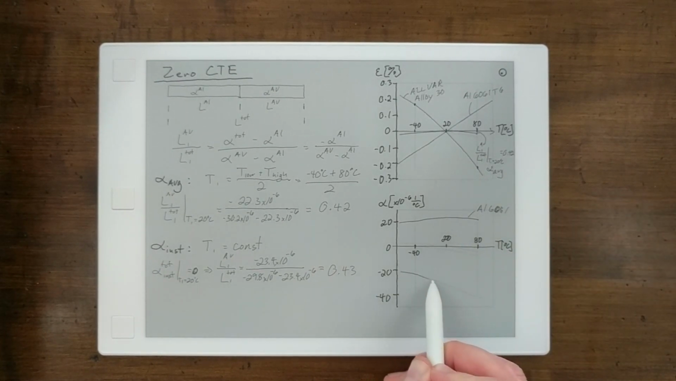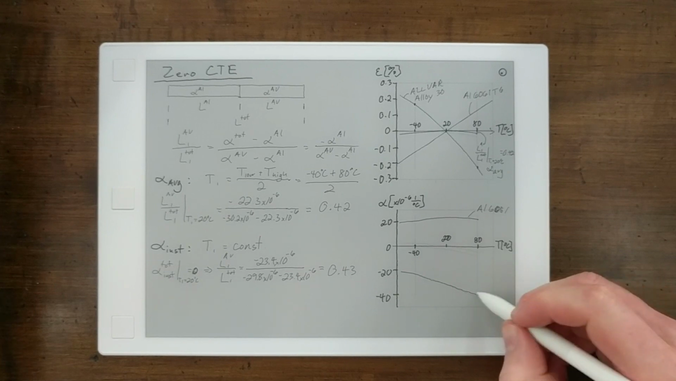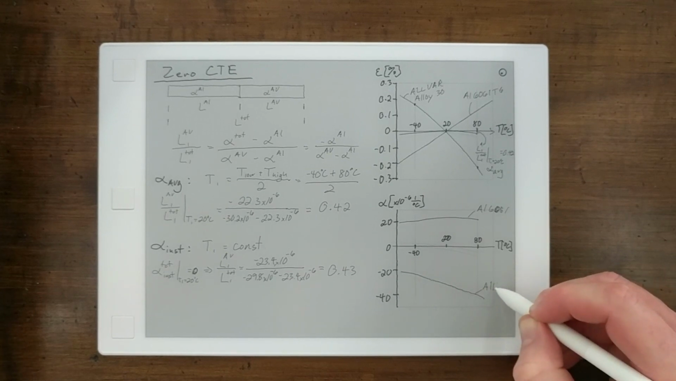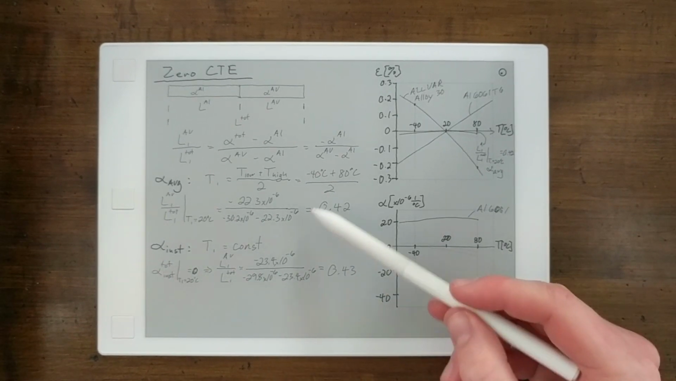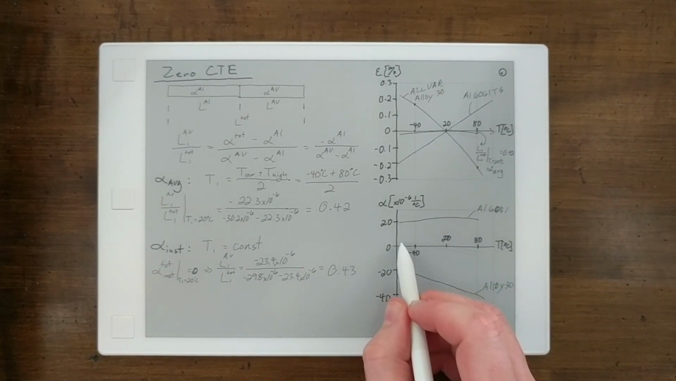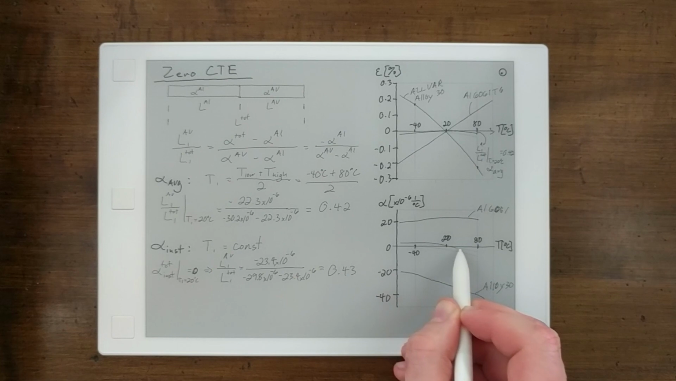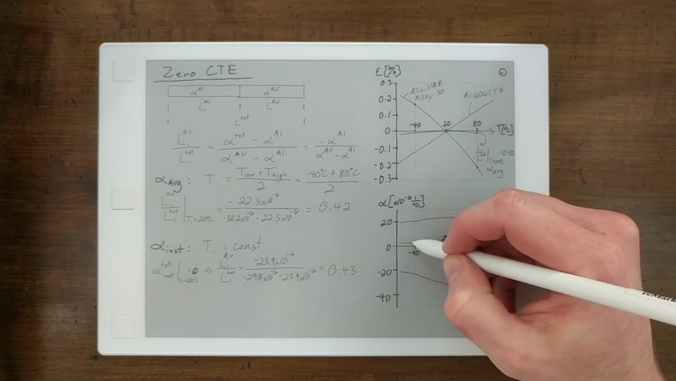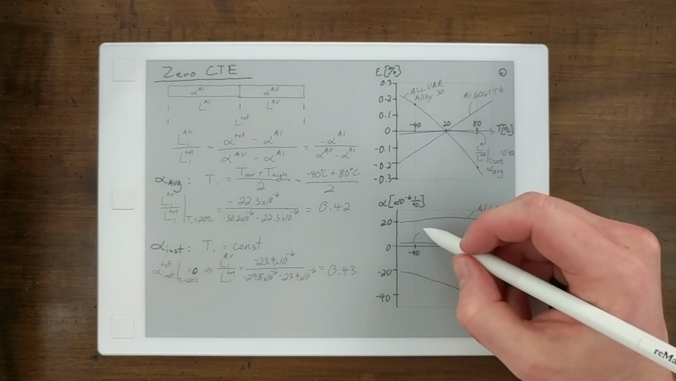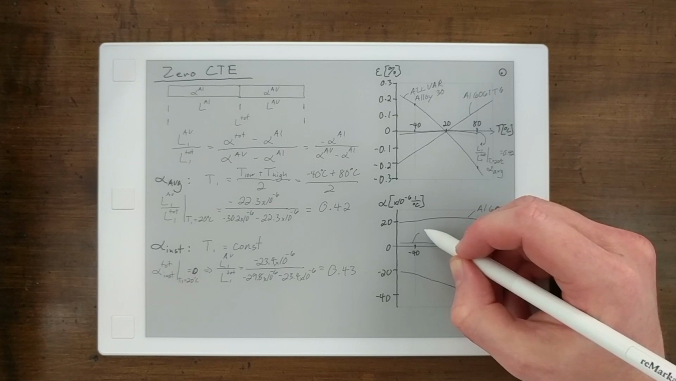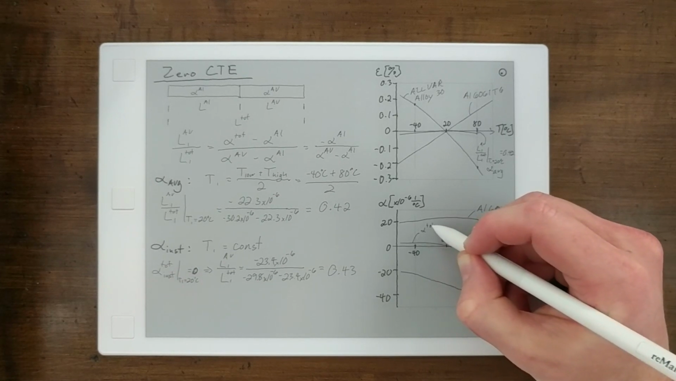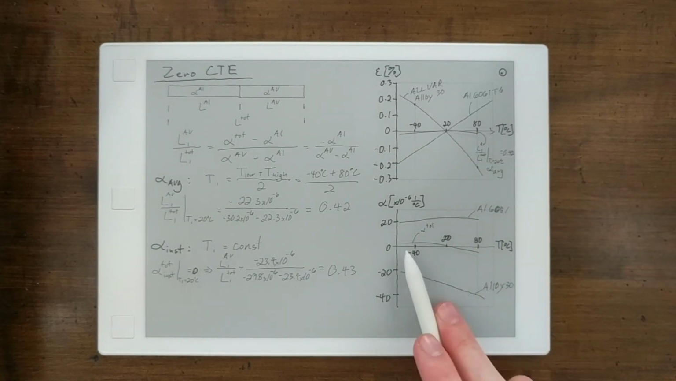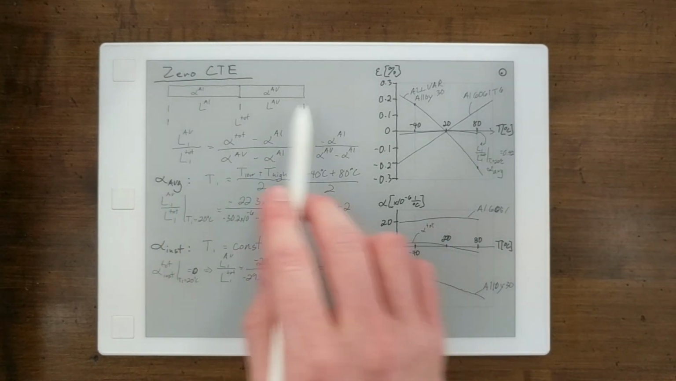And if we take a look at the instantaneous CTE versus temperature, this being aluminum 6061, and this being ALLVAR Alloy 30, we see that these two produce an instantaneous CTE curve that looks something like this, where this is alpha total. So that's an effective CTE of this total bar.